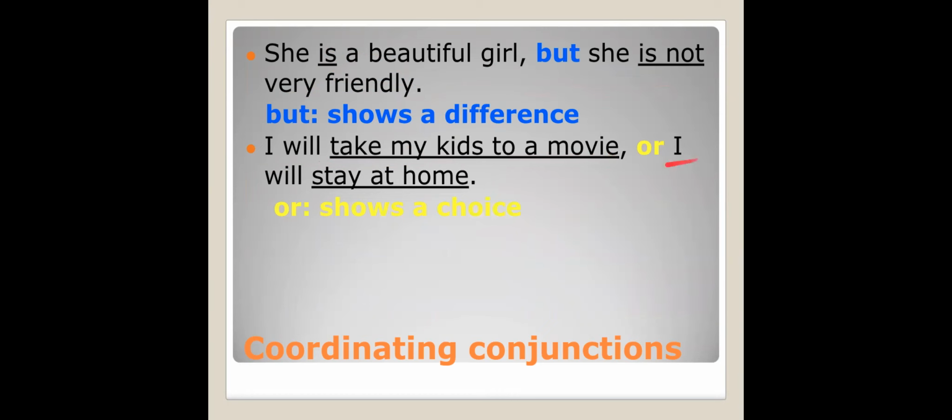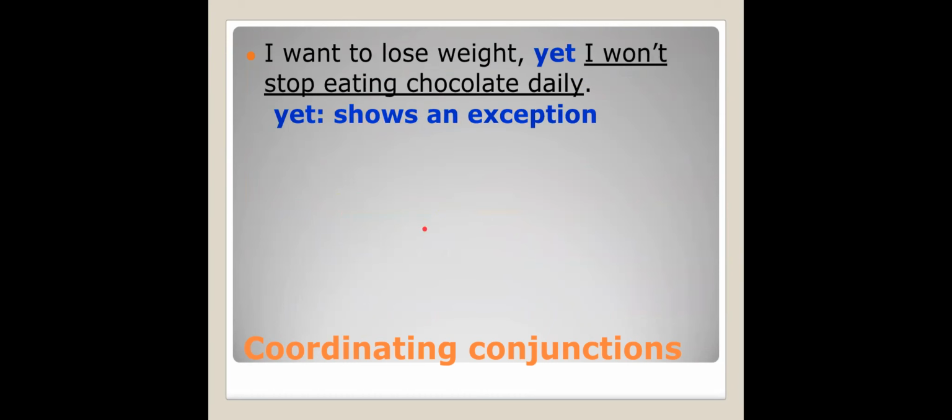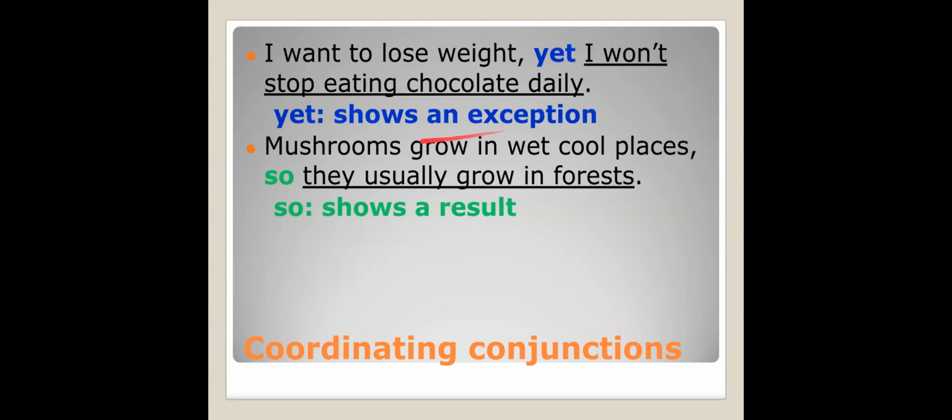I will take my kids to a movie or I will stay at home. So "or" shows a choice. Taking my kids to the movie is one choice, and staying at home is the other choice. Next one: I want to lose weight, yet I won't stop eating chocolate daily. So "yet" shows an exception, and I will explain this in just a moment.